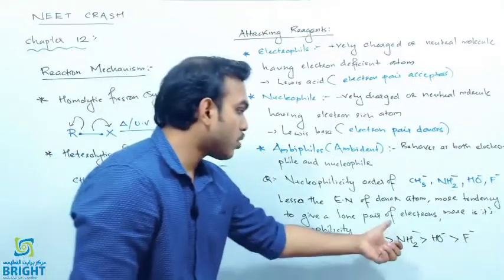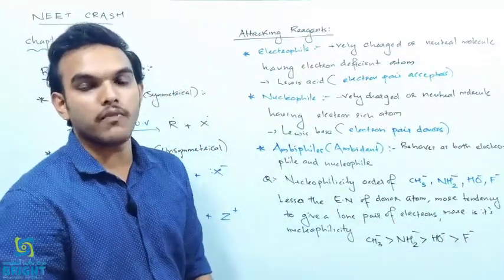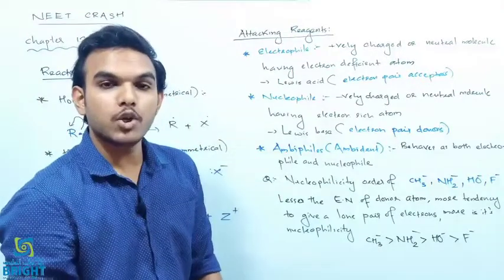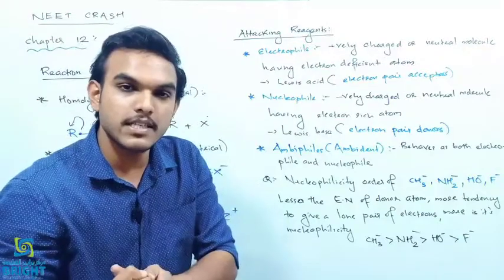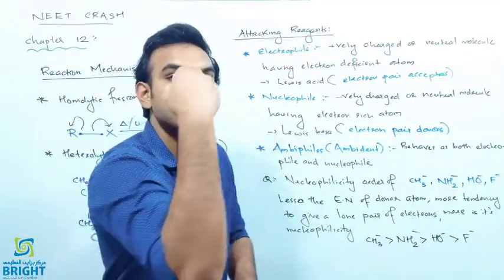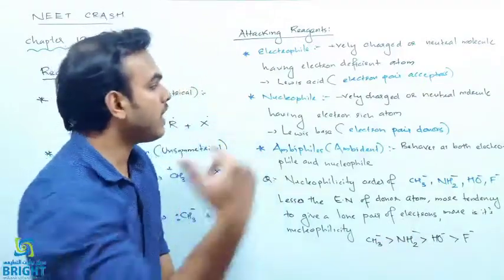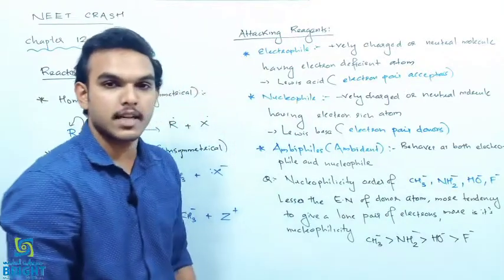Is that clear? Therefore it will have more nucleophilicity. Atoms having low electronegativity will have more nucleophilicity, because their electronegativity is less, meaning they are comparatively electropositive, having a tendency to give the electron. Carbon will have less electronegativity.